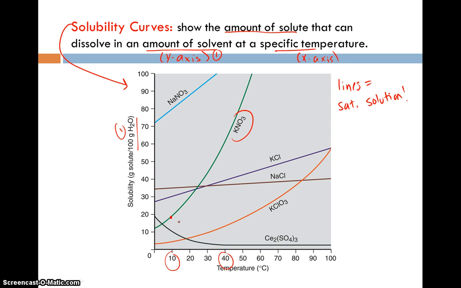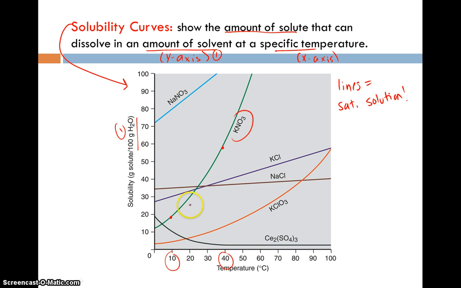So that's where I hit my KNO3 line at 10 degrees Celsius. I follow it over to the y-axis, and what it tells me is at 10 degrees Celsius, my 100 grams of water can hold about 18 grams of KNO3. However, if I take that water and I heat it up to 40 degrees Celsius, my solubility gets way higher. At 40 degrees Celsius, I can hold about maybe 58, 59 grams of KNO3 in that same 100 grams of water.